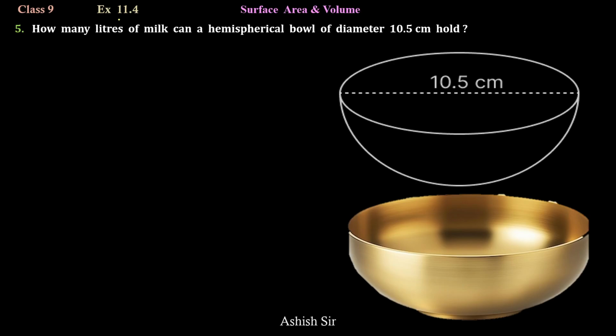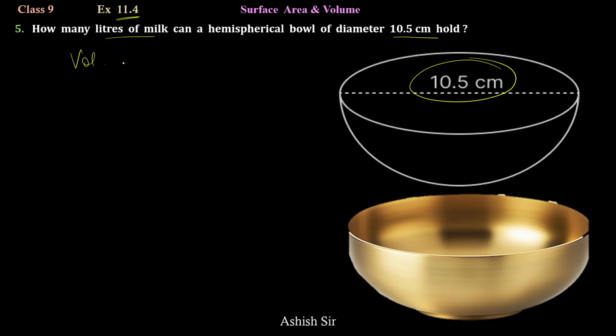Hi, here we have a question from exercise 11.4, question number 5. How many liters of milk can a hemispherical bowl of diameter 10.5 hold? So here we have a hemispherical bowl. The diameter is 10.5 centimeter, and we need to find out how much volume of milk it can hold.